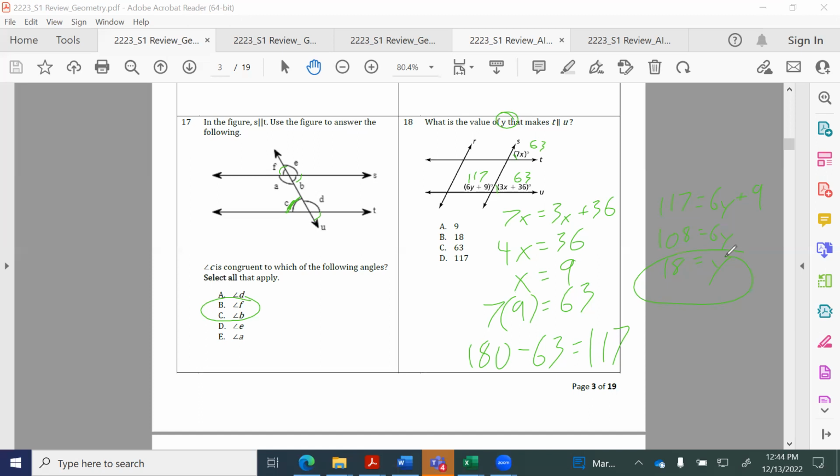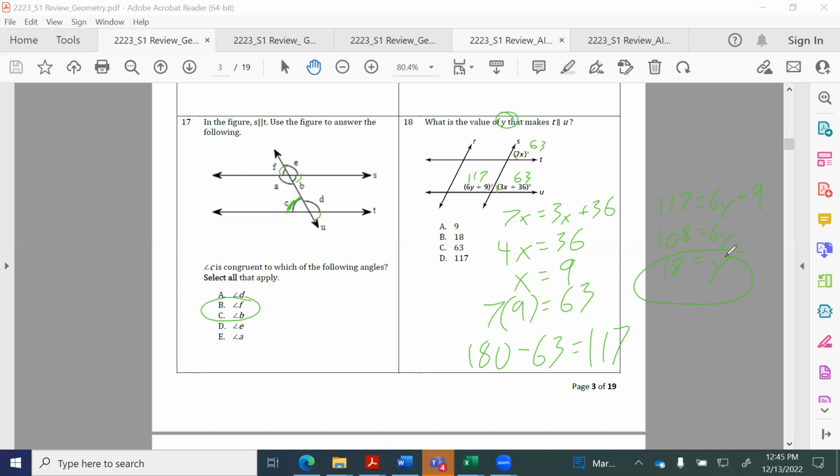So all 4 of those values showed up as answers. Again, you have to be very careful when doing a multiple choice test to make sure you're answering the question that's being asked. Because at any point in time, you could have stopped and had an answer. This was the value of x. This was the value of that angle. This was the value of that angle. This was the value of y. So again, make sure you're answering the question that's being asked, because all those answers were there. So it would be easy to stop too early.